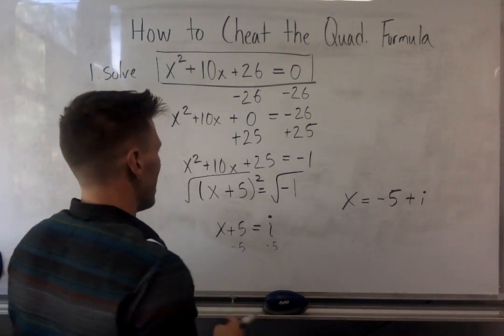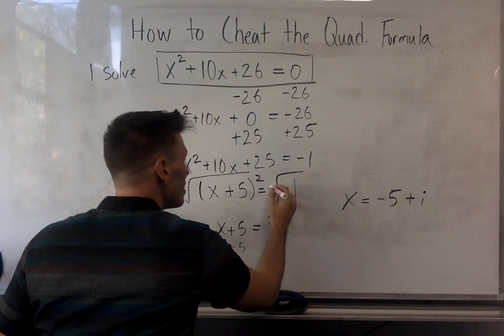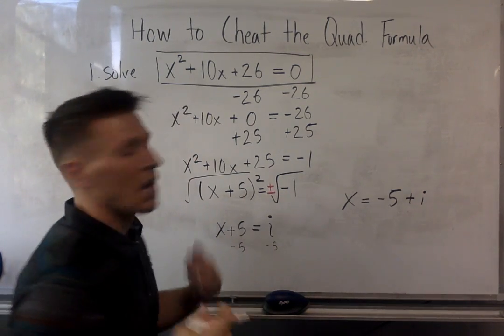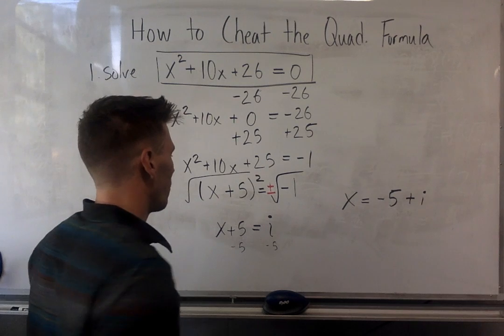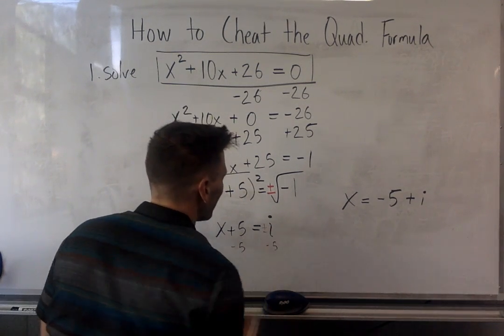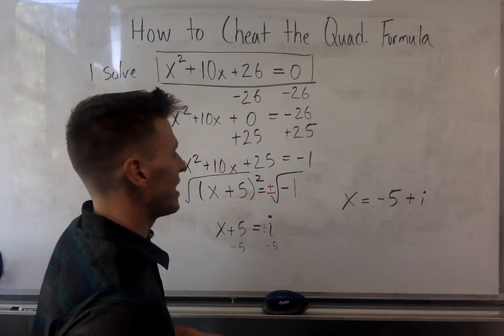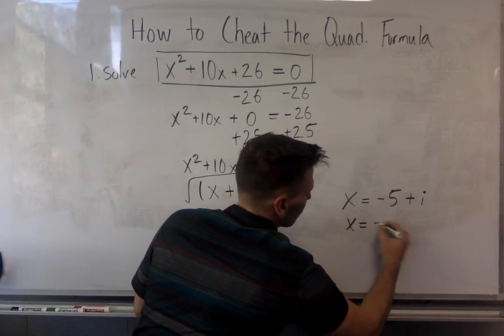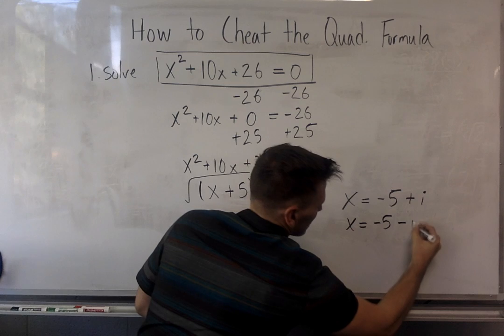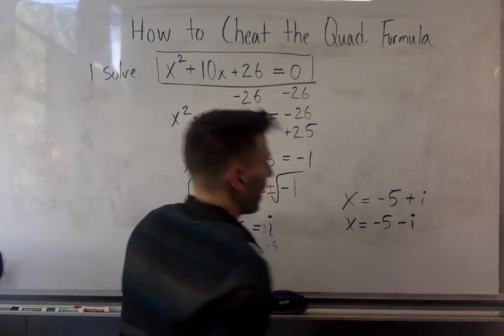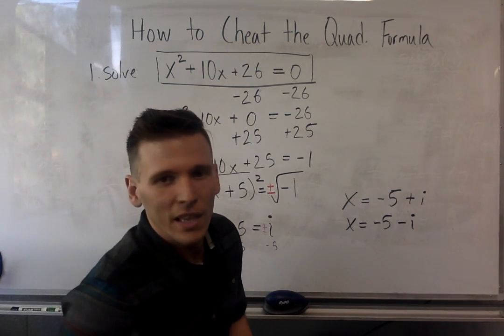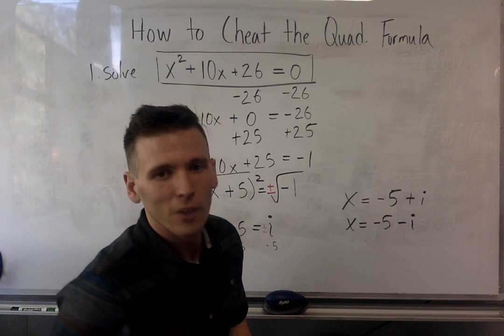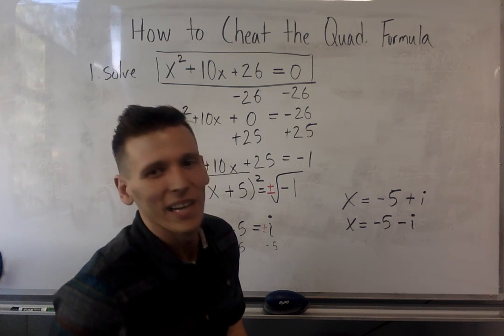So, to fix that mistake, in this moment where we took a square root, that is the plus or minus square root of negative 1, which means this is plus or minus i, which means that x is not only negative 5 plus i, but x would also equal negative 5 minus i. And that is the series of two answers that solve this problem. All right, get to it.